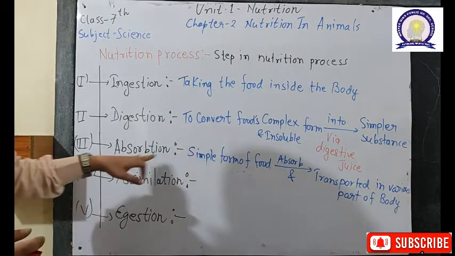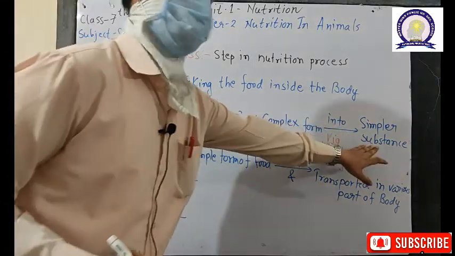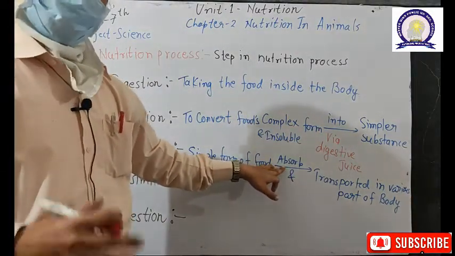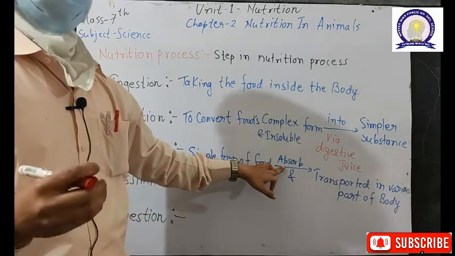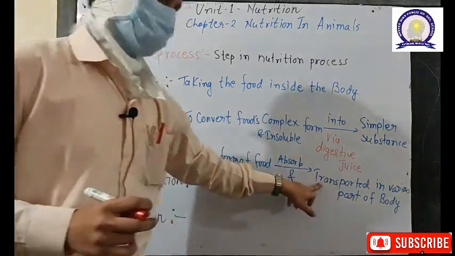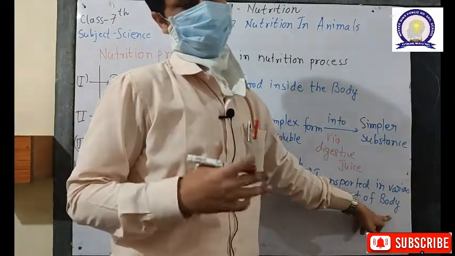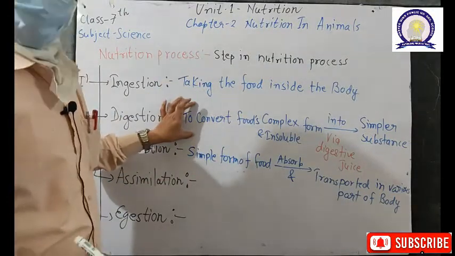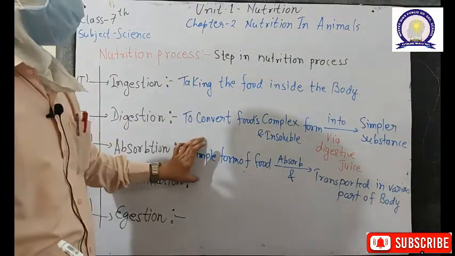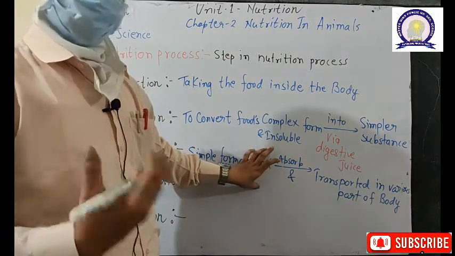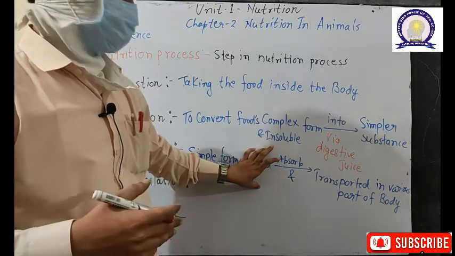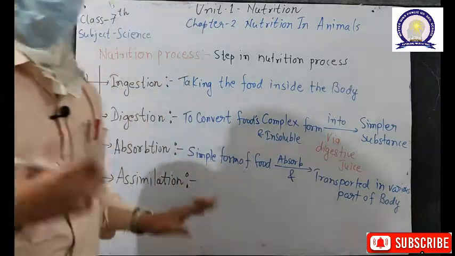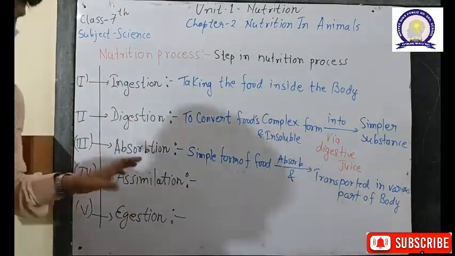Further, the third step is called absorption. In absorption we have already converted our food into simple substances. In this process, the simple form of the food is absorbed by the body, mainly by the small intestine and some by the large intestine, and it is transported to the various parts of the body via blood circulation and other body fluid circulation. So when the digestion of the food is complete, it is absorbed by organs like the small intestine and large intestine, and transported to the various parts of the body of the animal via the circulatory system, blood and other body fluids.